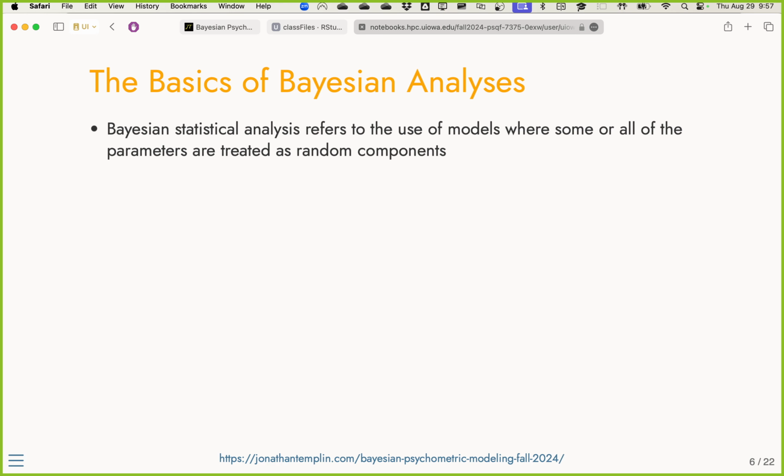Does this ring a bell for those of you who've done IRT? So now we've got a person parameter that we say follows a normal distribution. That's a prior distribution. The person parameters are random, but each item parameter B might be fixed.